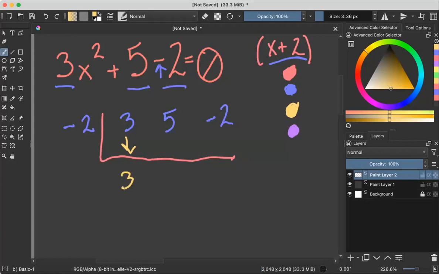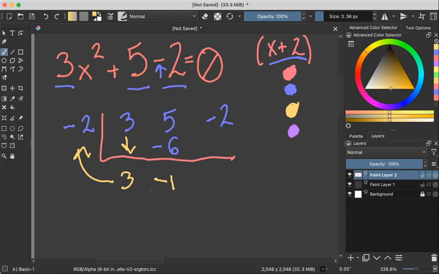For every number at the bottom, it will be multiplied by the divisor, which is negative 2, which will give us the product of negative 6. Then we're going to subtract like normal. So 5 minus 6 would equal negative 1.